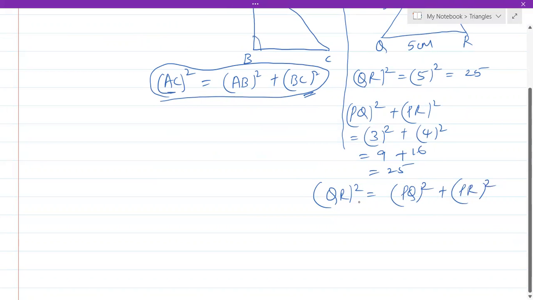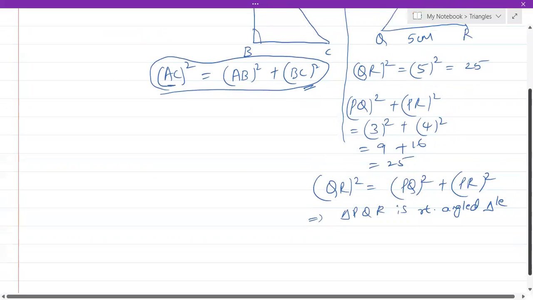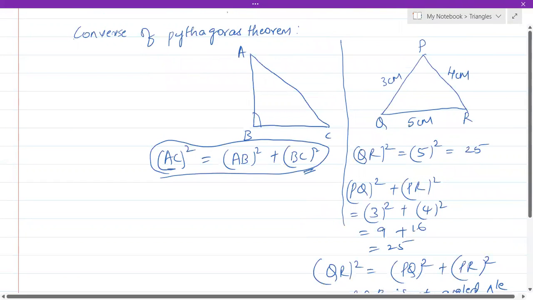The square of the longest one is equal to sum of squares of other two sides, which implies triangle PQR is right angled triangle. RT represents right angle triangle. I'm writing in the shortcut. And where is the right angle now? The right angle is opposite to the longest side. Which is the longest side? 5 centimeter is the longest side. So the opposite to it is P. So the 90 degrees will be here. So this is converse of Pythagoras theorem.